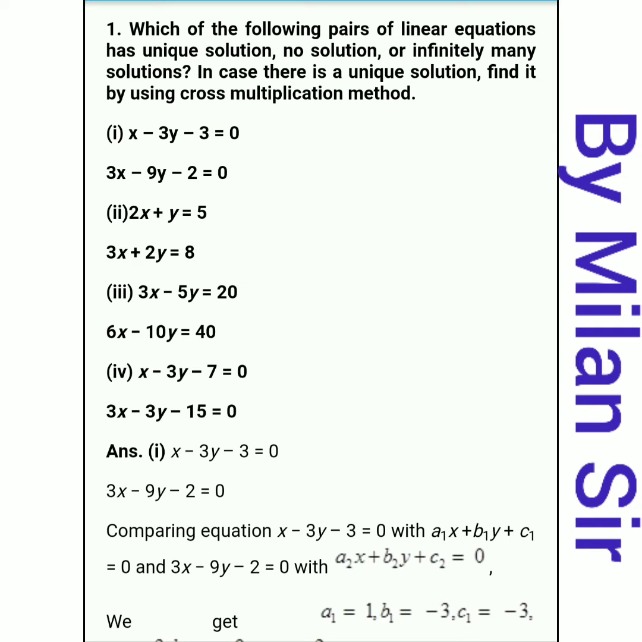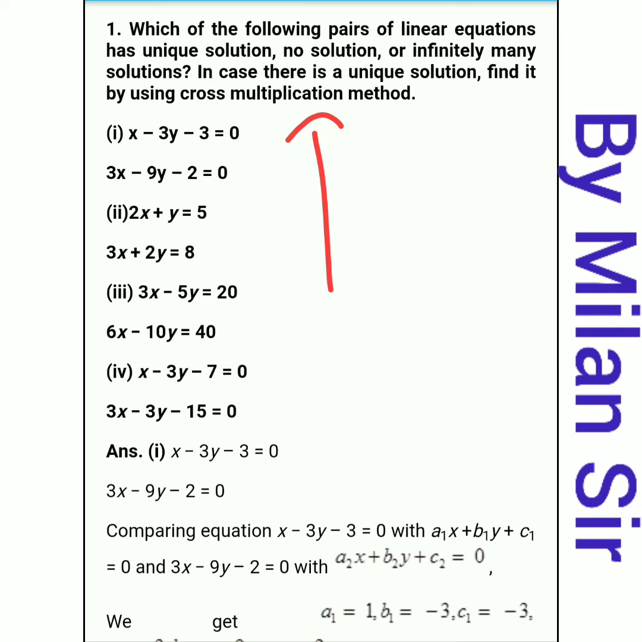In this video, I will explain exercise 3.5, question number 1, internal question number 1 and 2. So let's start. First of all, read this question. Which of the following pairs of linear equations has a unique solution, no solution or infinitely many solutions? In each case, if there is a unique solution, find it by using the cross multiplication method. We already learned this in exercise 3.2, right?